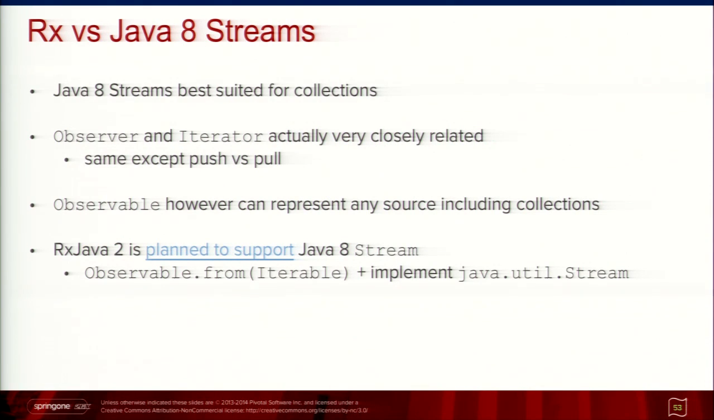Now, an interesting comparison actually is reactive extensions versus the Java 8 Stream API. The Java 8 Stream API is built for collections. That's really what it's best suited for. And that means an iterator style, where you're pulling items, while an observer is pretty much the same thing. It's just the inverse relationship, where you're pushing items instead of pulling them. And that's important, again, back to why this is getting included in Java 9.